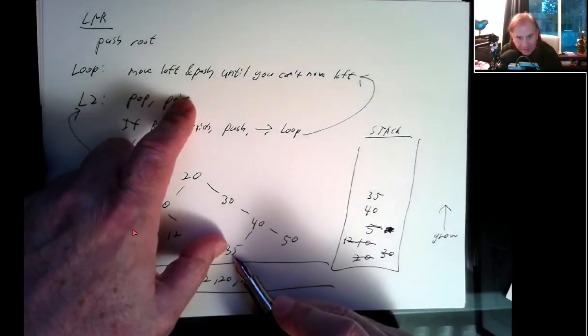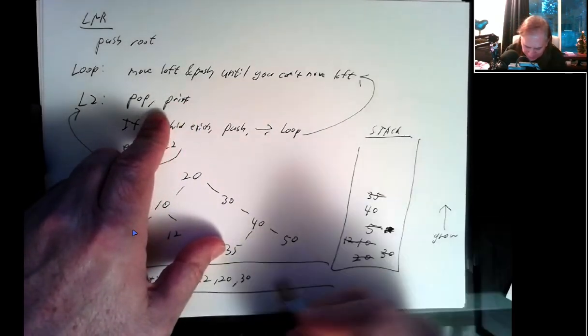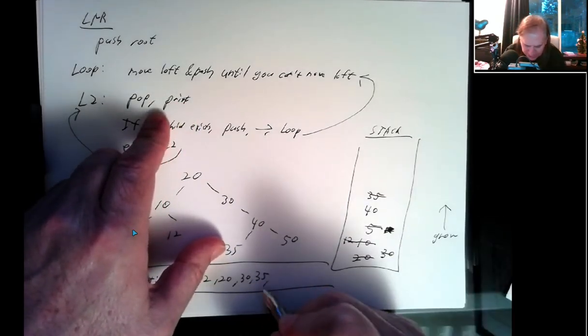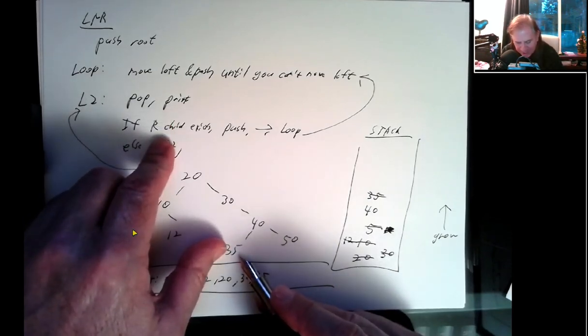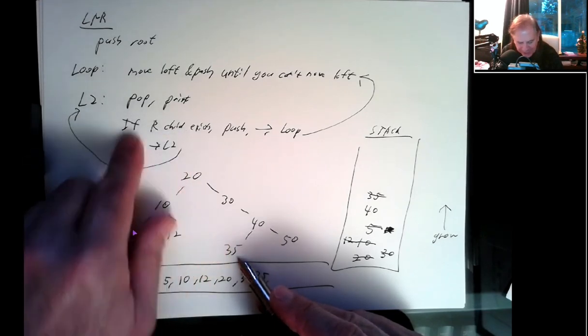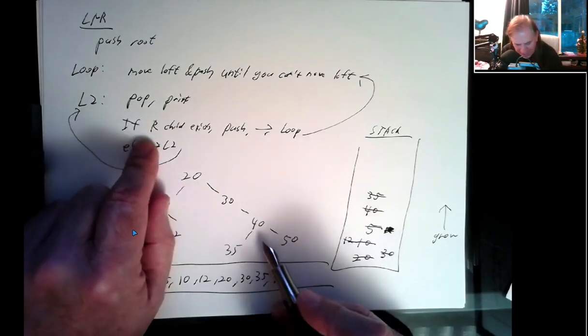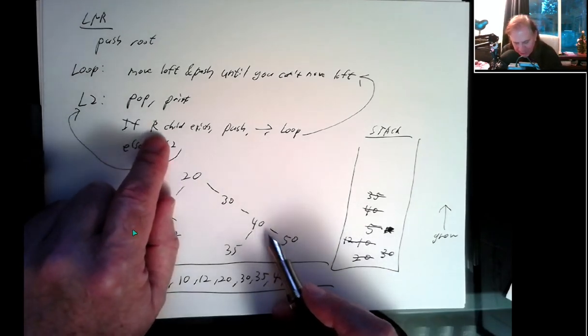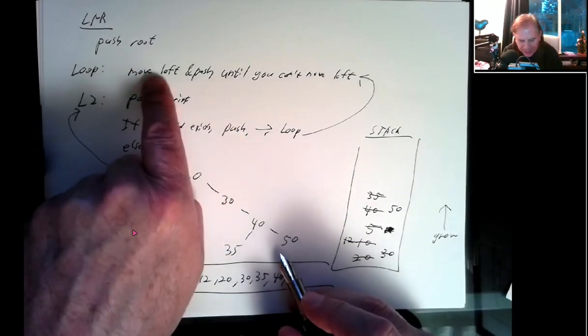We can't go to the left of 35 anymore, so go to L2, pop the 35, print it, and then try to move to the right. Well, there's nothing to the right of 35, so we can't do that. So we go back to L2, which says pop the top of the stack. And then if you can move to the right, push it on the stack and go to loop. Well, 40 has a right child, which is 50. So we push 50 on the stack, we go back to loop.